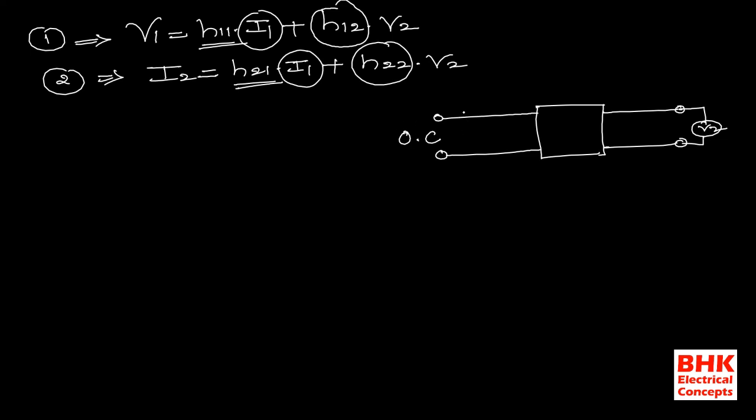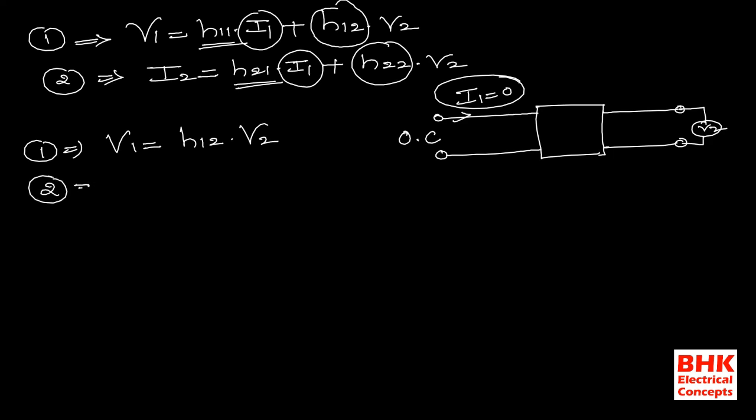So in case of open circuit, the value of current I1 is equal to what? 0. That is the reason why by open circuiting port 1, the value of I1 will become 0, because open circuit current is 0. So substitute this value I1 equal to 0 in equation number 1 and 2. Then you will get the expression from 1 as V1 is equal to H12 into V2, and from equation number 2, I2 is equal to H22 into V2, because we are substituting the value of I1 equal to 0.